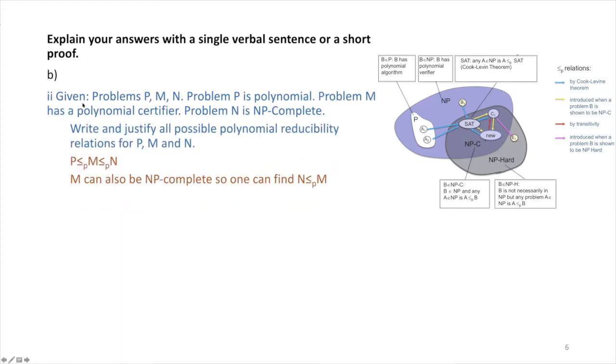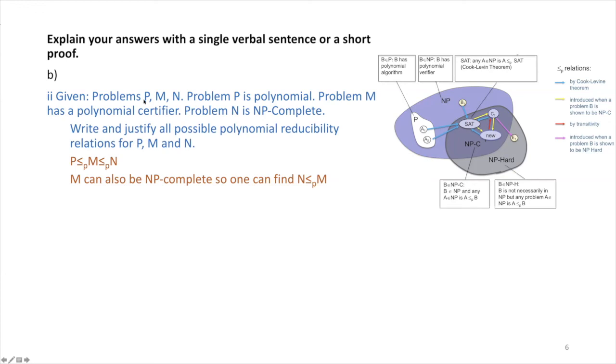2. It is given problems P, M, and N. Problem P is polynomial. Problem M has a polynomial certifier. Problem N is NP complete. Write and justify all possible polynomial reducibility relations for P, M, and N.